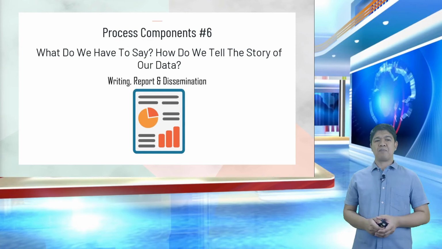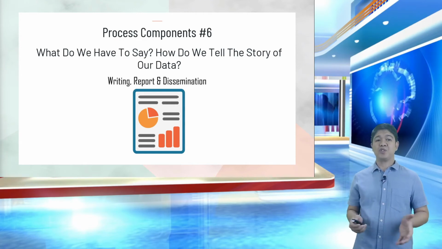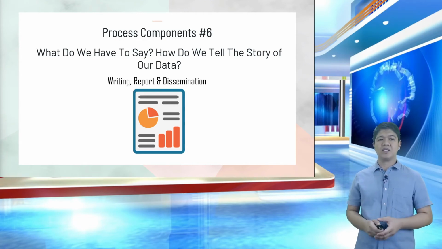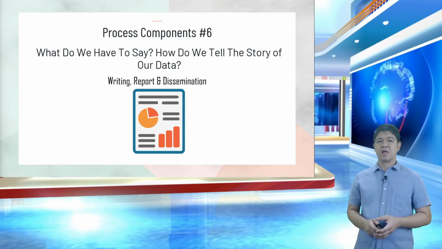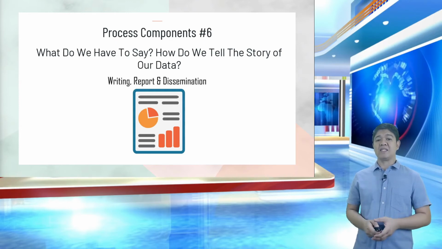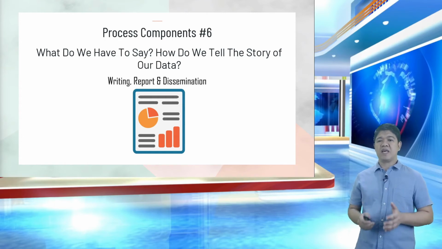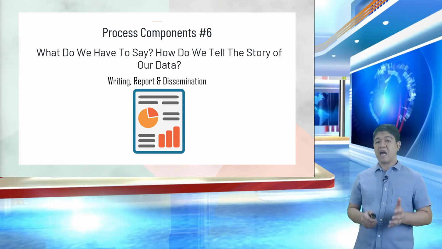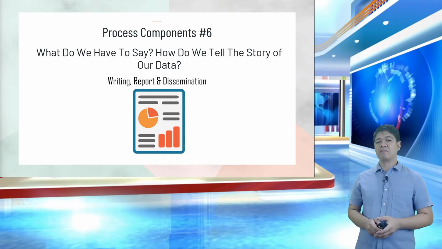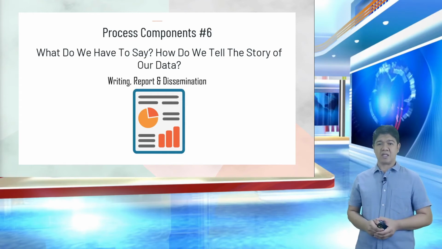Process component number 6: What do we have to say? How do we tell the story of our data? Once data have been analyzed and an interpretation has been developed, programs face the next-level task of deciding how to write, report, and/or disseminate the findings.